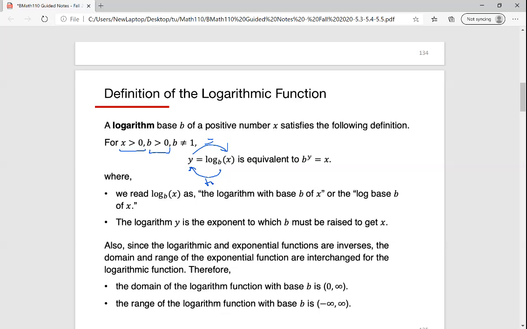We read log base b of x as the logarithm with base b of x, or the log base b of x. What does it say? The logarithm y is the exponent to which b must be raised to get x. So remember that this y is the exponent that b has to be raised to, to get to x, right?